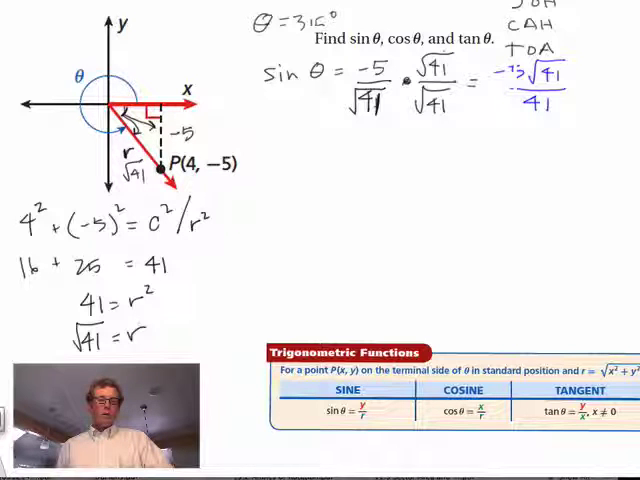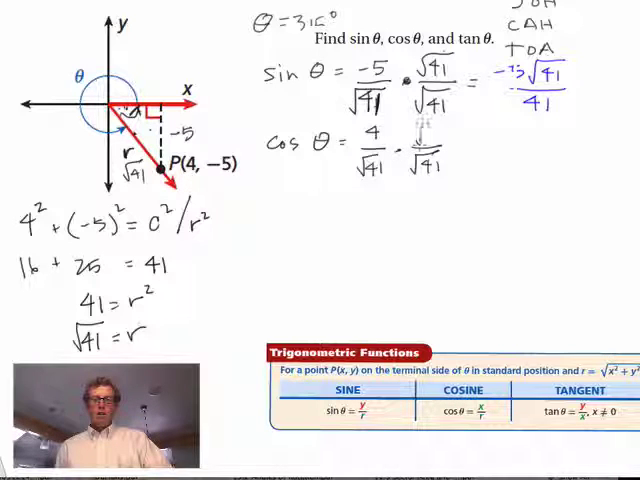Okay, cosine. Cosine of theta equals, this is going to be adjacent over hypotenuse. So let's come in and erase these arrows a little bit. I'm going to do adjacent from this angle, so that's that length right there, which is going to be 4. So +4 over root 41. And again, we're going to have to rationalize that denominator, so there's root 41 over root 41, and we're left with 4 root 41 over 41.